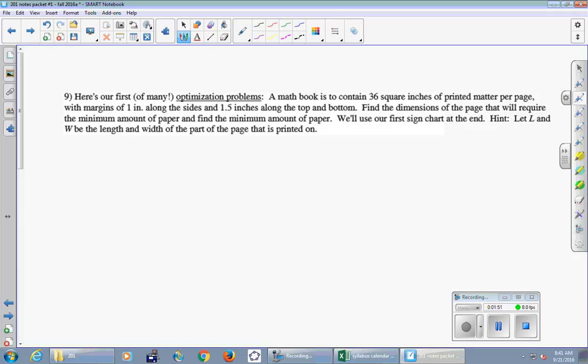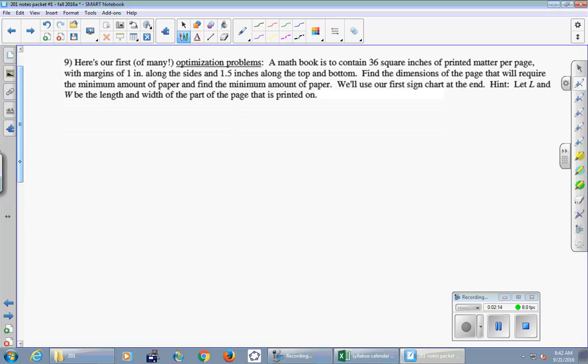A math book is to contain 36 square inches of printed matter per page, with margins of 1 inch along the sides and 1.5 inches along the top and the bottom. Find the dimensions of the page that will require the minimum amount of paper, and find the minimum amount of paper. Okay, and then there's other stuff we're going to do too, but let's just start by drawing a diagram and see if we can understand what's going on here.